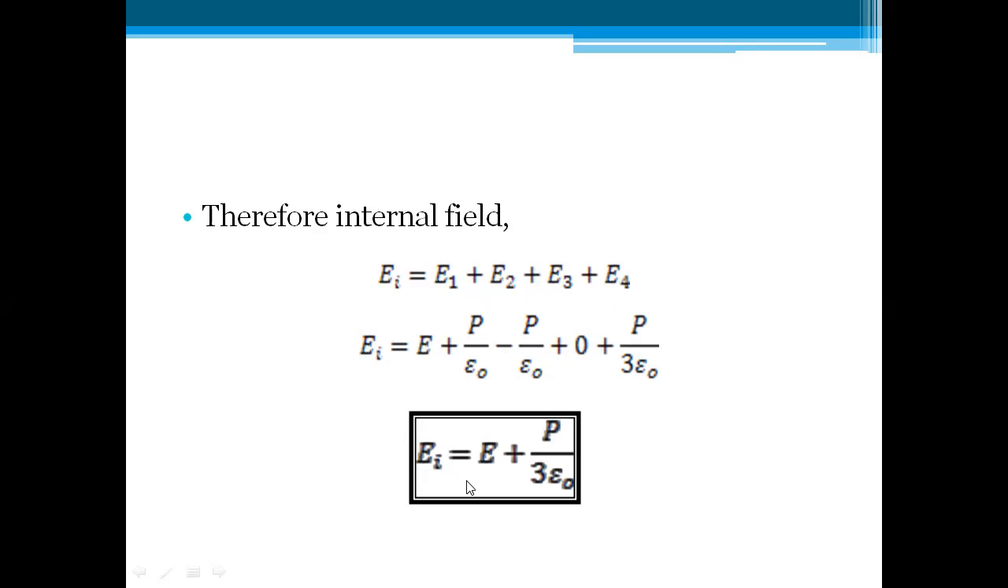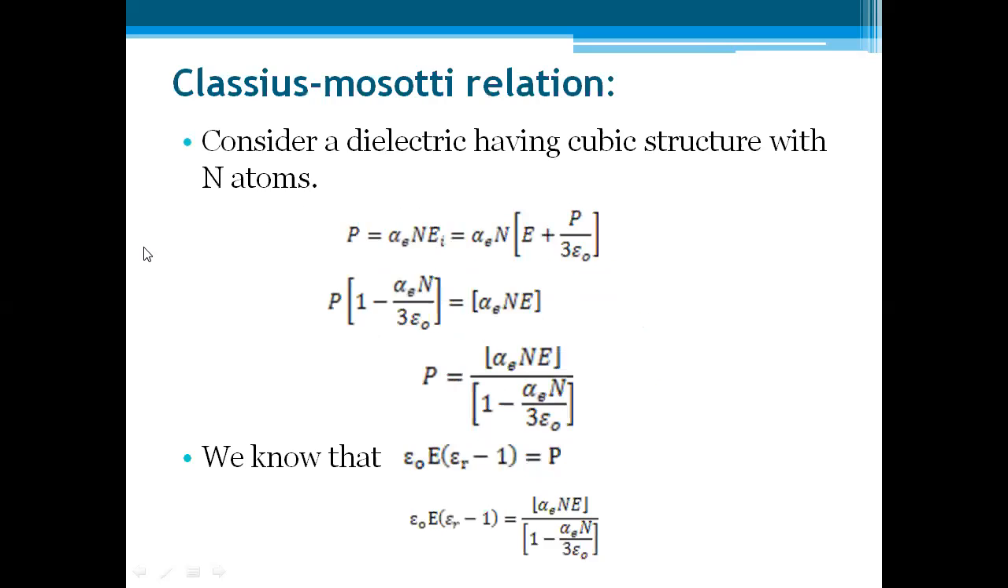Hence, the local internal field or Lorentz field or local field can be given as E plus P by 3 epsilon naught. From this Lorentz field, we can derive one more relation called the Clausius-Mossotti relation, in which we are going to take one cubic structure having N number of atoms. Then its polarization can be written as alpha into N into Ei, where Ei is the internal field. Substituting its value and rearranging the terms, you'll get P into 1 minus alpha N by 3 epsilon naught is equal to alpha N E. We had just taken this P term from one side to another side. Now just getting this multiplication term onto the other side, it will become the denominator.